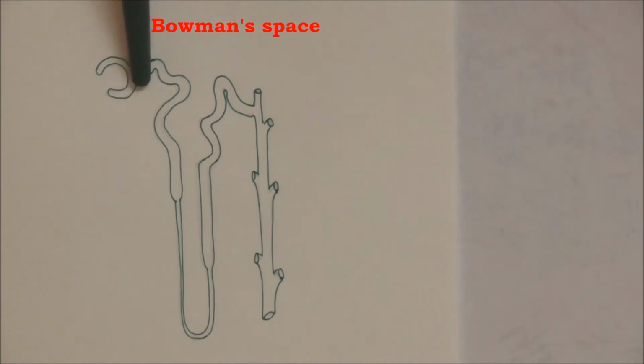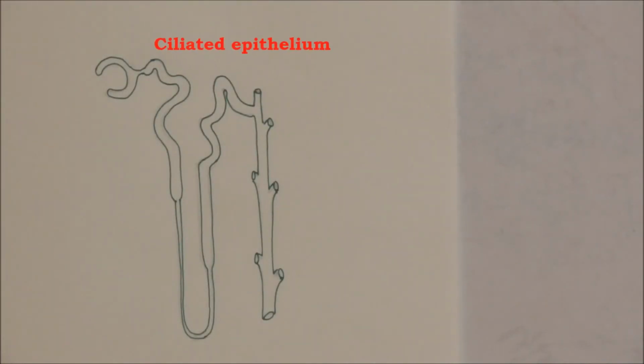Next is the neck region. Now, the neck is made up of ciliated cells, ciliated epithelium. It's a narrow part of the nephron. It's lined by ciliated epithelium. There it is, the proximal convoluted tubule. Proximal convoluted tubule and, for that matter, distal convoluted tubule, they are both lined by cuboidal epithelium.